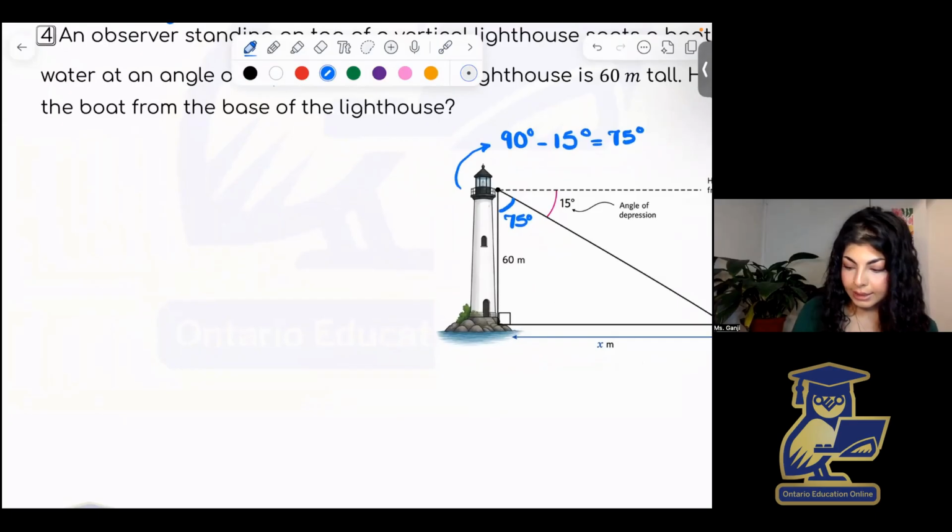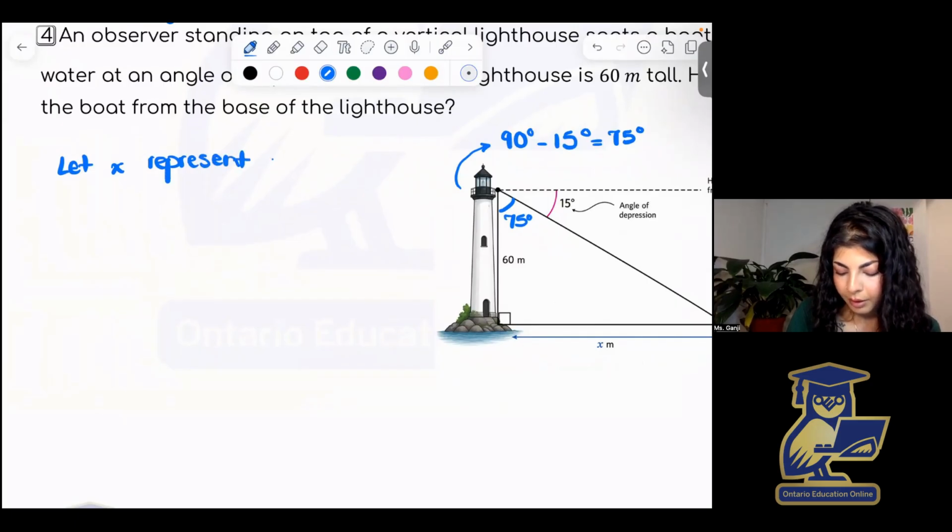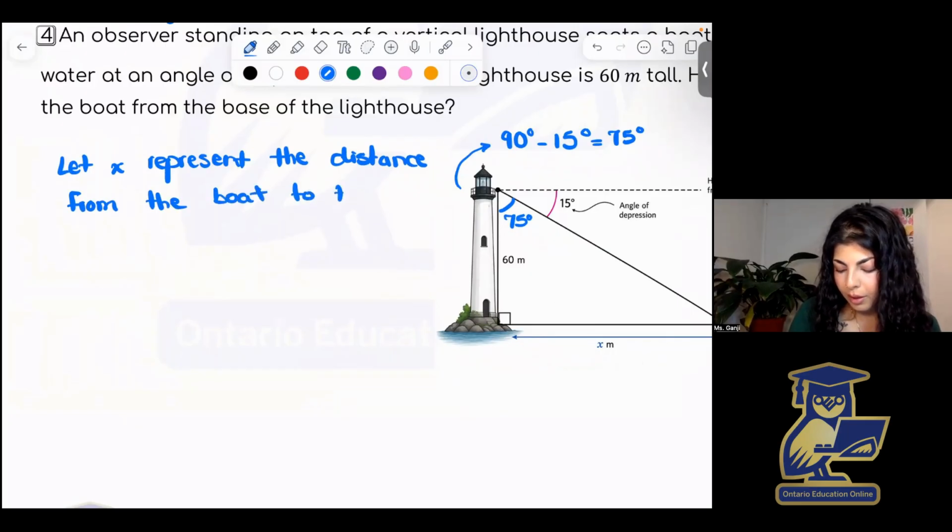Now, I do need a let statement here. So here, let x represent the distance from the boat to the lighthouse.